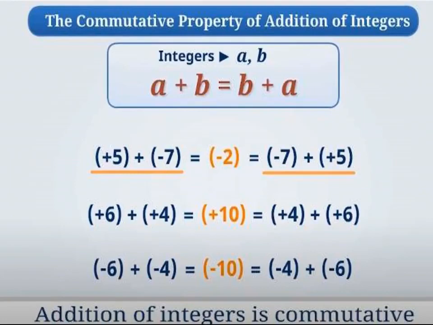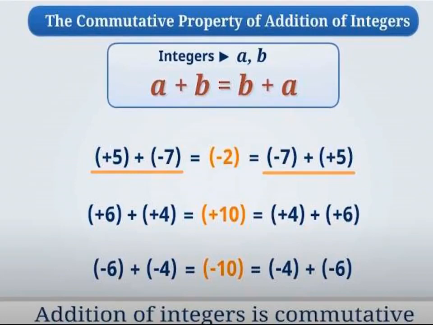Now we check another example. We will take two integers, 6 and 4. The sum of these two integers is equal to 10. Then we can change the order: 4 plus 6 is also equal to 10.